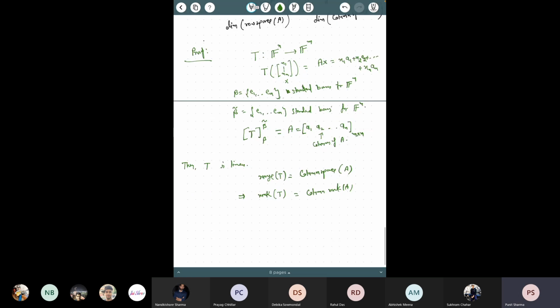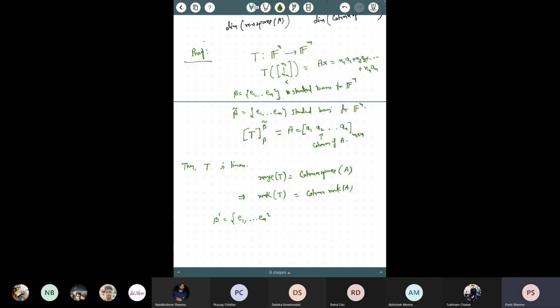So what I can do here is take the dual bases of B and B tilde. So B dash will be the dual of B, and B tilde dash the dual of B tilde. These are the dual bases of B and B tilde.